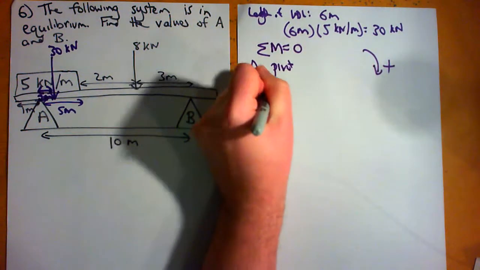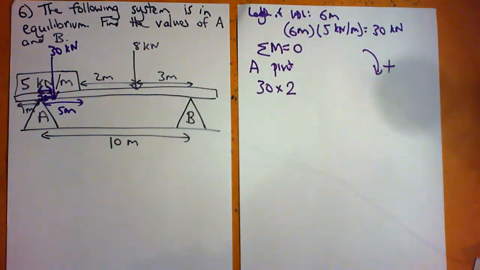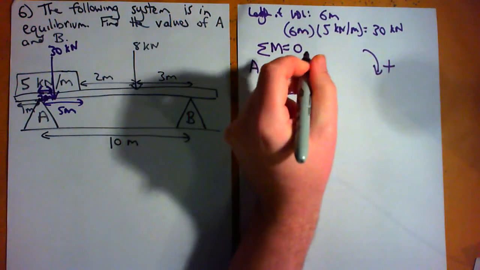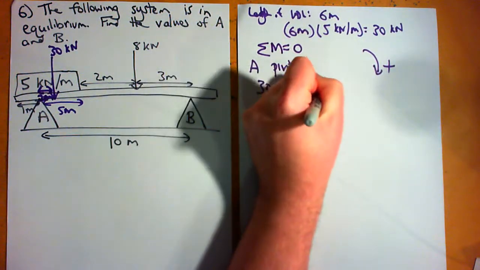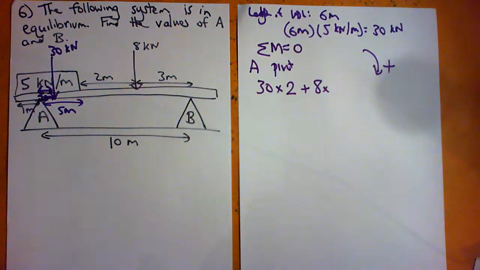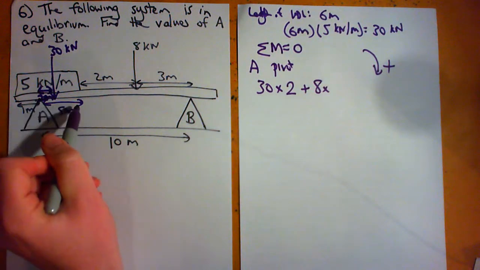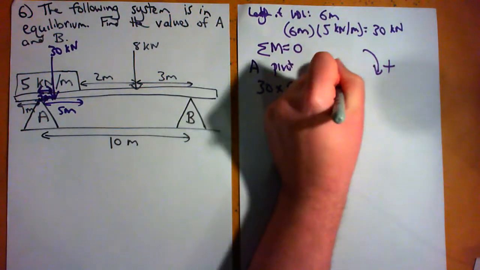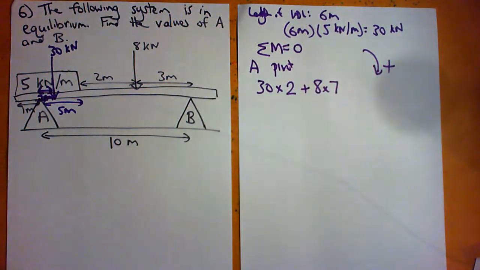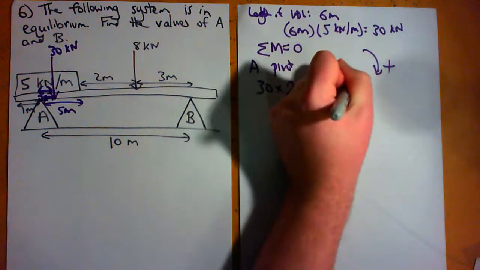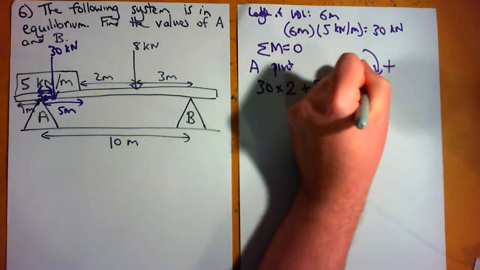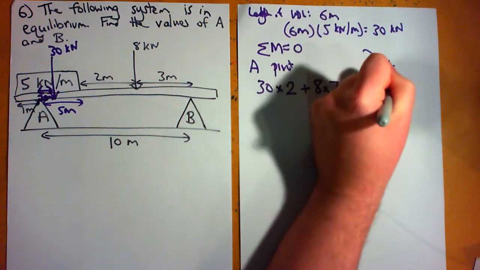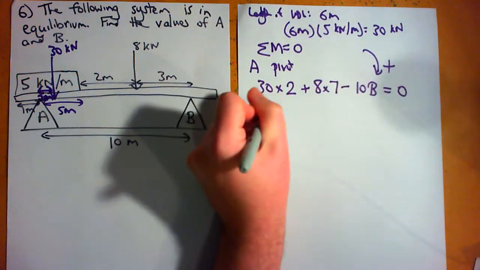We have a 30 kilonewton force, which is 2 metres away from A. We also have an 8 kilonewton force, which is how far from A is that. So we've got 5 metres up to the end of the UDL, plus another 2 metres, so that's 7 metres. Now, the support force at B is going to provide us with an anti-clockwise moment, so therefore we've got a minus. So we've got B is the force, 10 is the distance, equals 0.